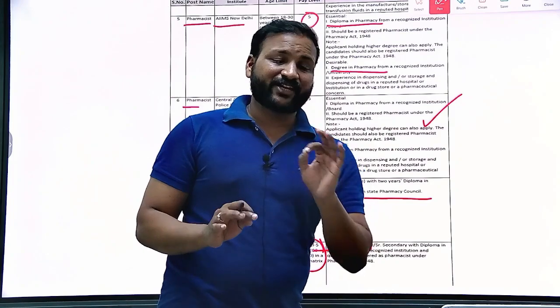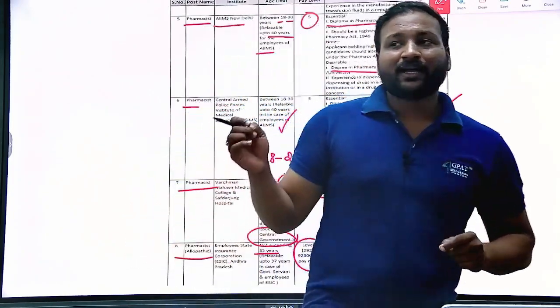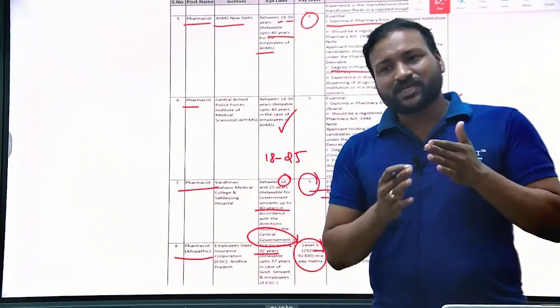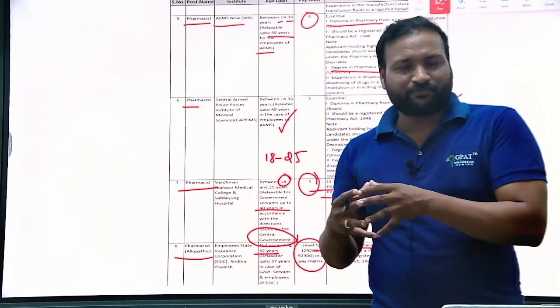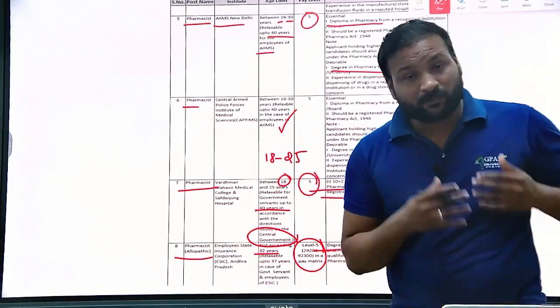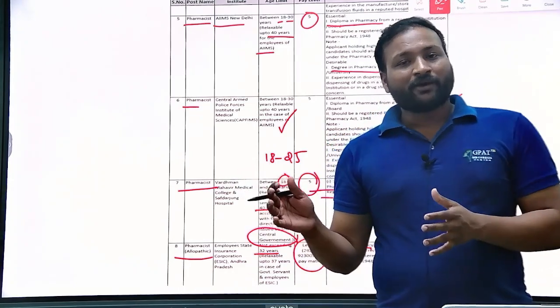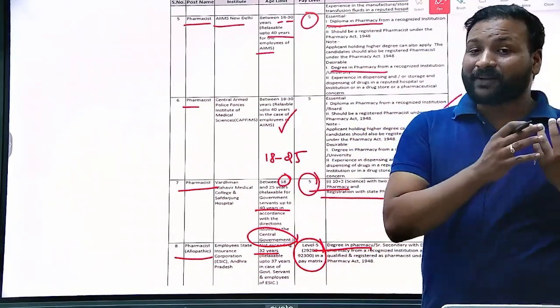But you must ensure, for all these posts, whether you observed or not, that the PCI certificate is mandatory. While discussing this, some students may have a doubt: sir, we are now pursuing the final year of B Pharm, and I have just applied for the PCI. I am pursuing my B Pharmacy degree, so can we apply for this job or not?